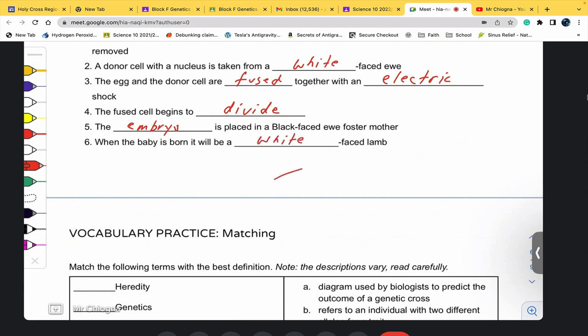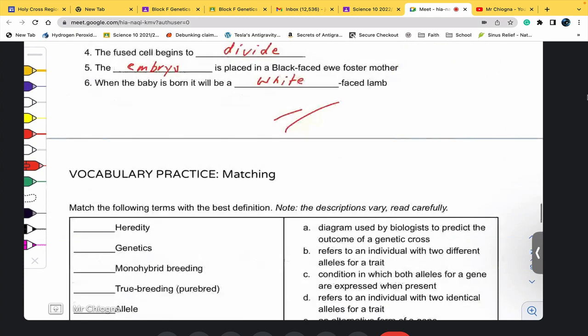Okay, so we're done with the notes. This is all practice I'm going to mention in class. That'll be an assignment.